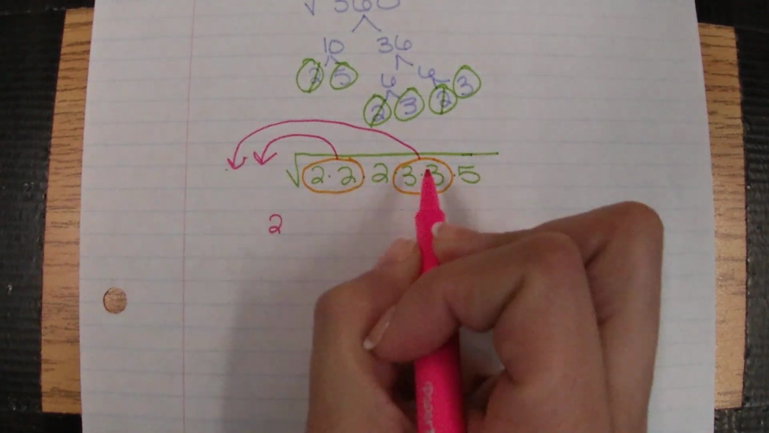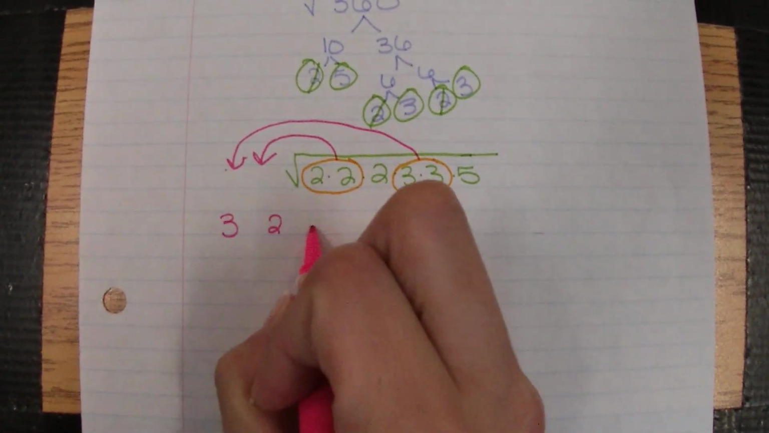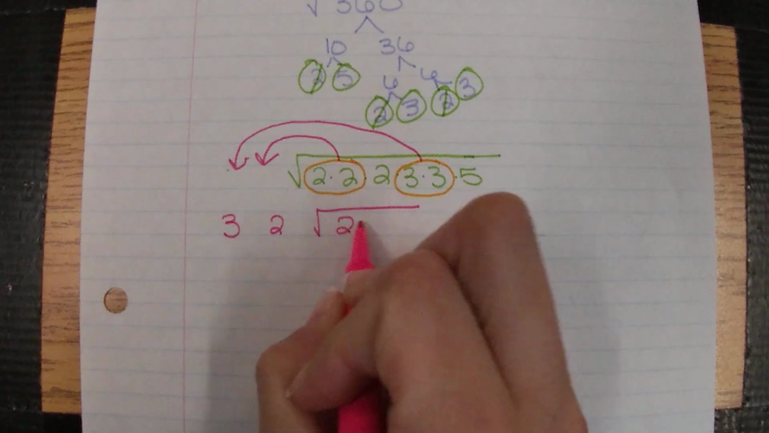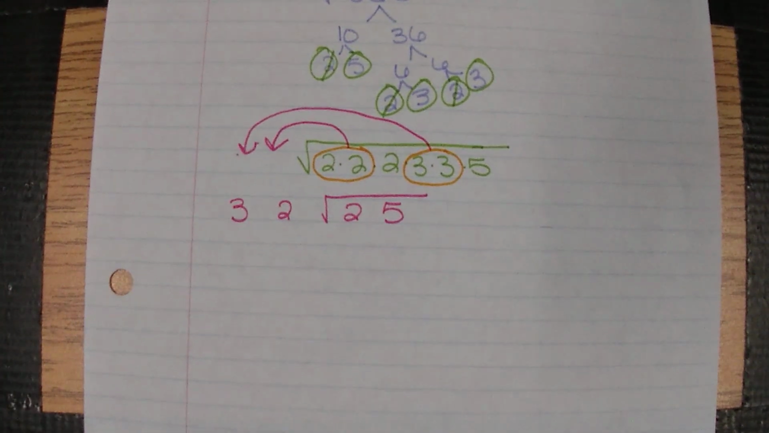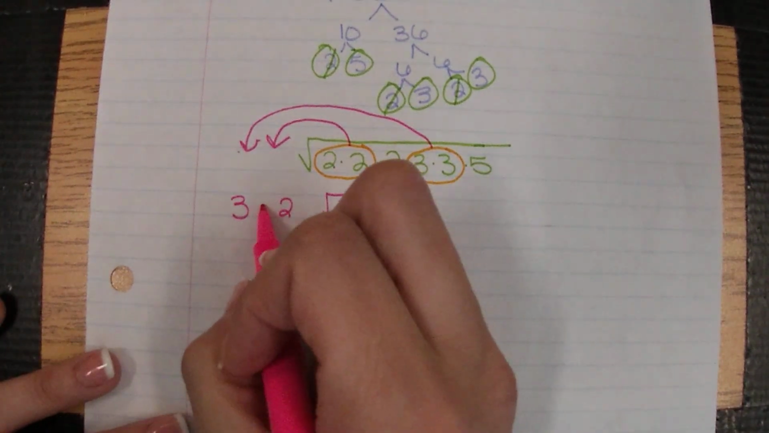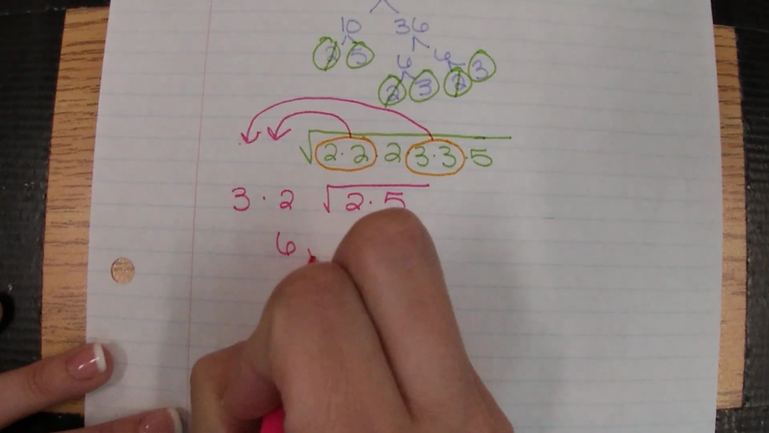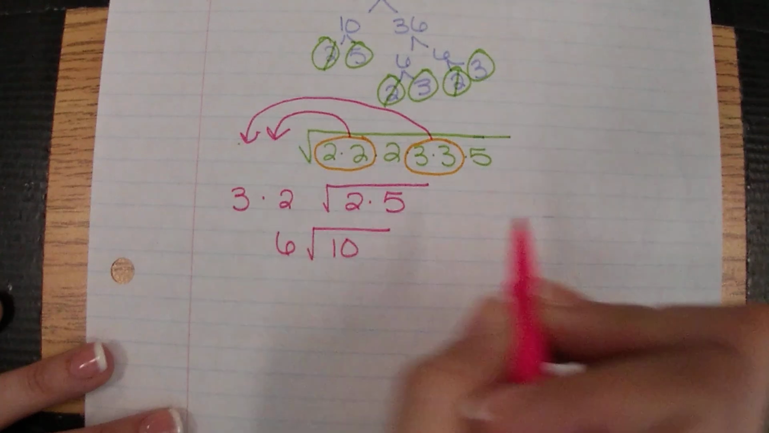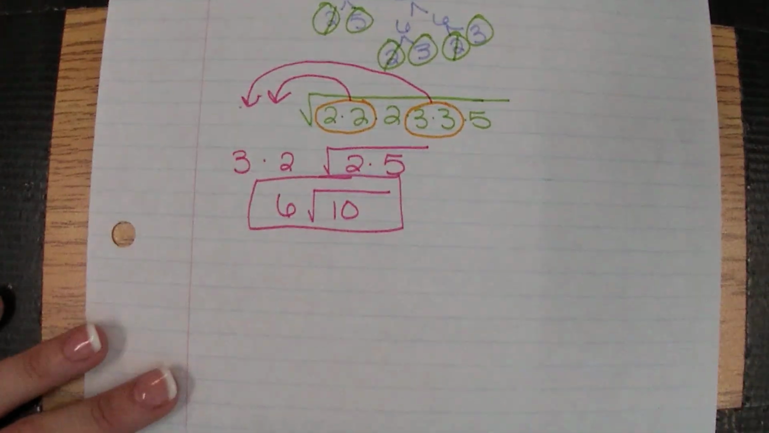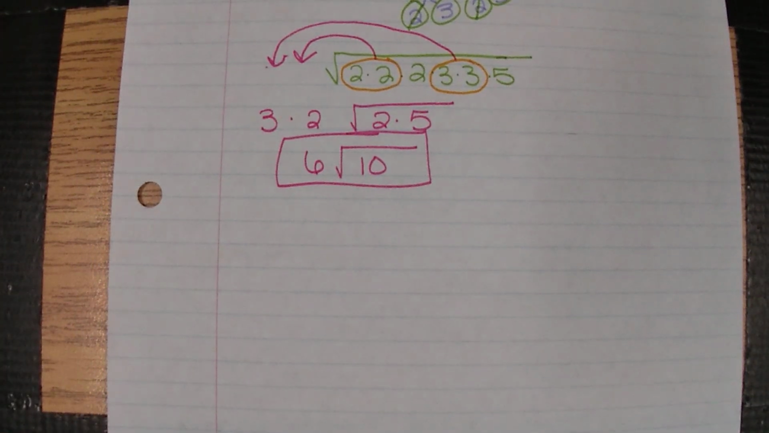So that 2 is coming out in front, a 3 is coming out in front, a 2 and 5 are left over. Anything in the same location, I'm going to multiply. 3 times 2 gives me a 6. 2 times 5 gives me a 10. And so my final answer is 6 square root 10.